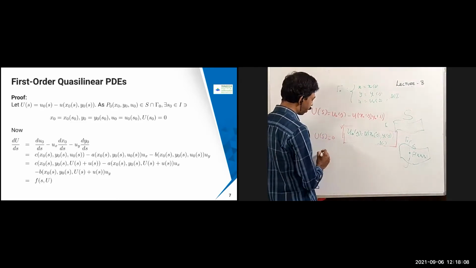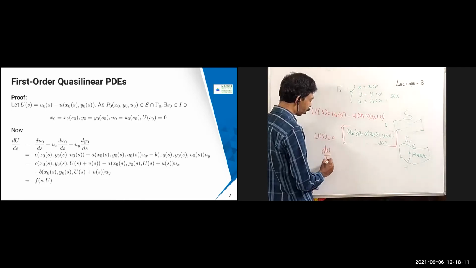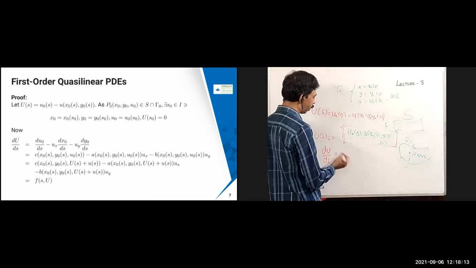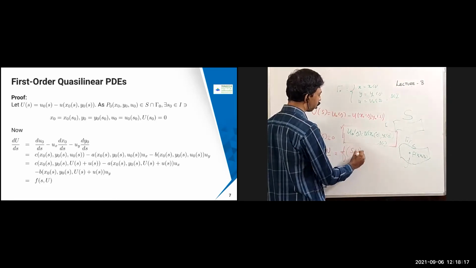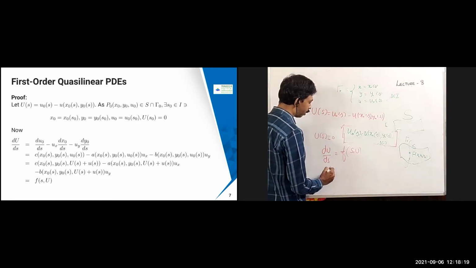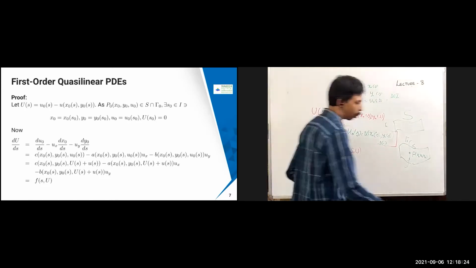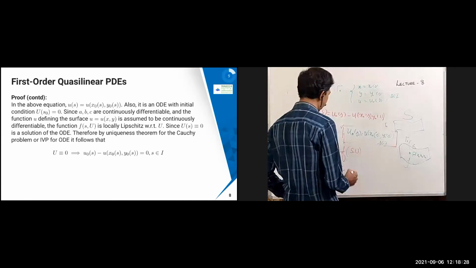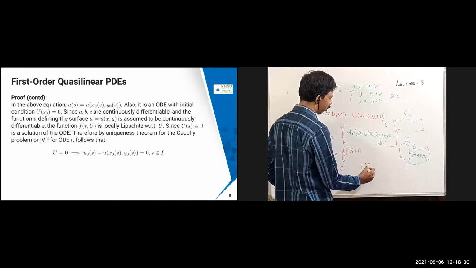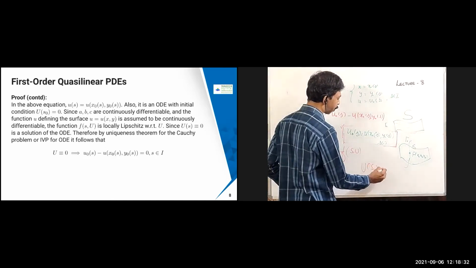What we need to find is du by ds. So du by ds you find, and that you are going to obtain as f of s comma u. Then use the initial condition. At the initial condition you can prove that u of s naught is going to become 0. That is my initial condition.